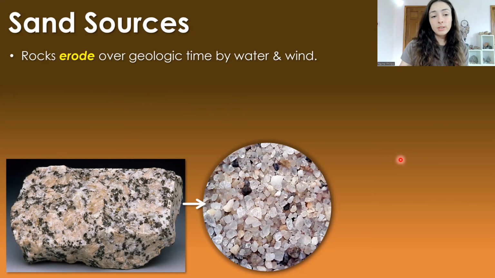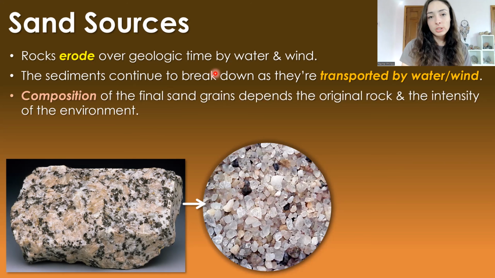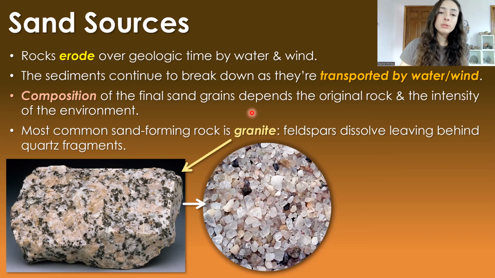So what are the sources of sand in these environments? Well, it's just erosion, basically. Rocks erode over geologic time as they are transported by water or wind, and the composition, as I mentioned earlier, depends on the original rock and then also the intensity of the environment. For example, the most common sand-forming rock is granite, which is why the most common sand constituent is quartz grains or silica grains. Granites, by the way, are just igneous rocks that are mainly composed of feldspar and quartz.